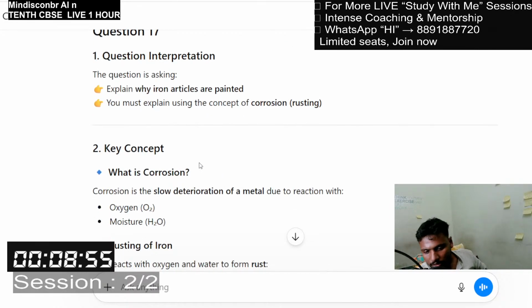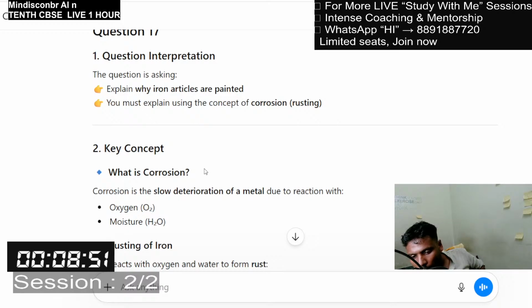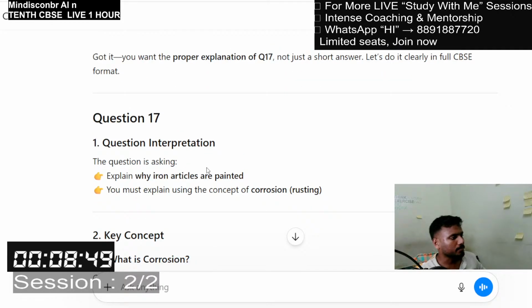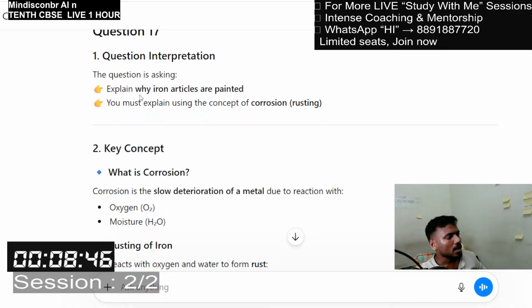So what is the 17th question? Sorry, what is the 18th question? Why do we apply paint on iron particles? The question is asking, explain why iron particles are painted. You must explain using the concept of corrosion or rusting.